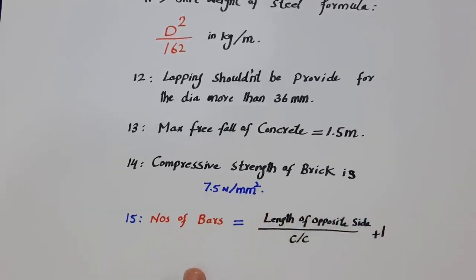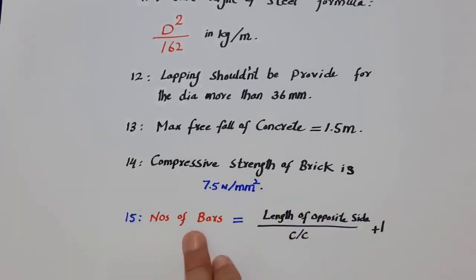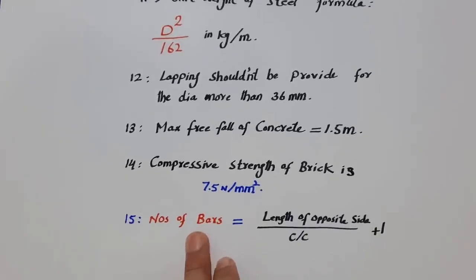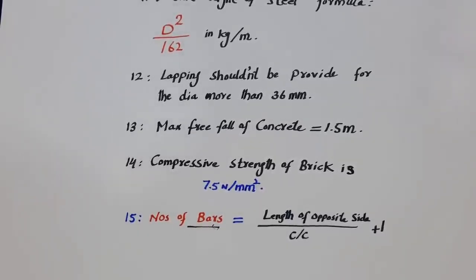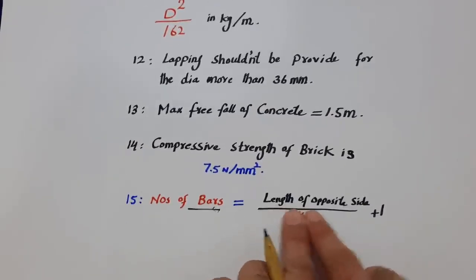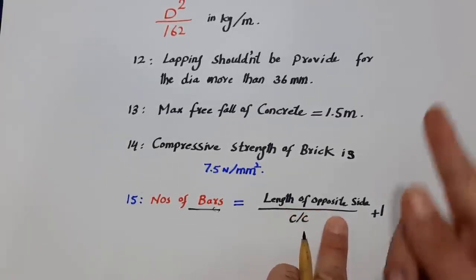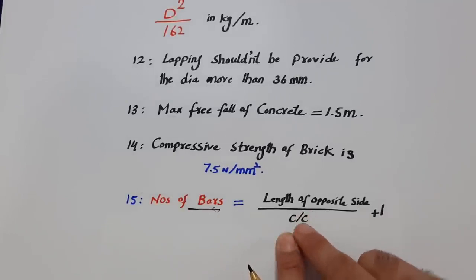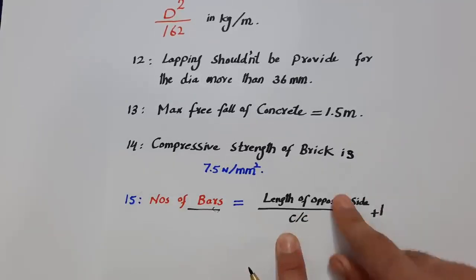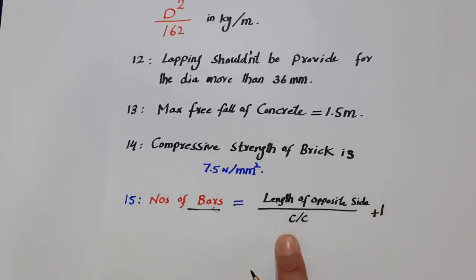Guys, the last one is number of bars. So how can you find the number of bars? You can find it from the length of the opposite side. For example, in a slab, length of opposite side divided by spacing C/C plus 1, then you can find the total number of steel rods in the slab.